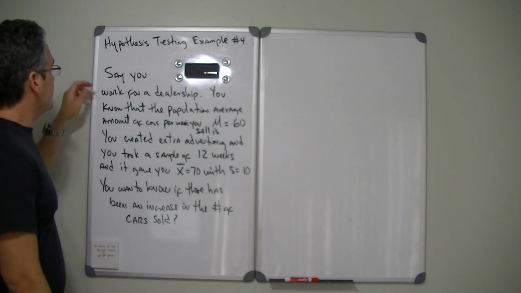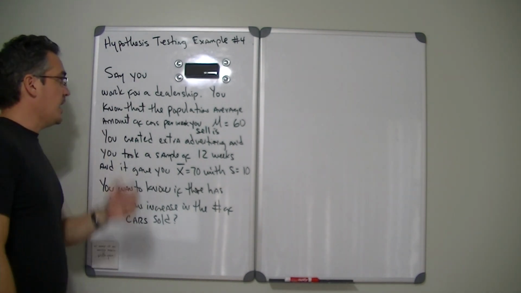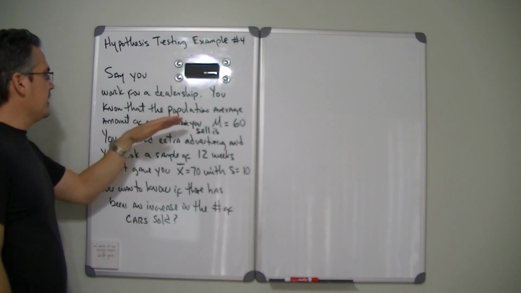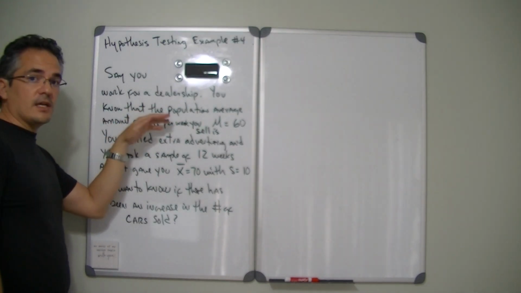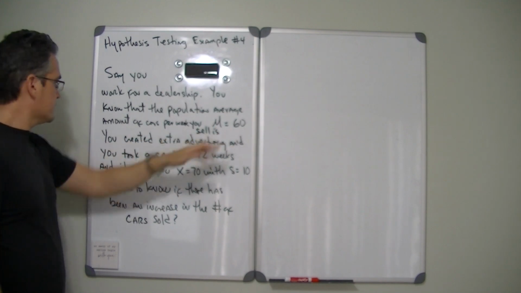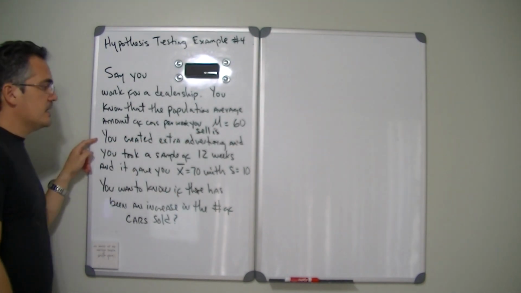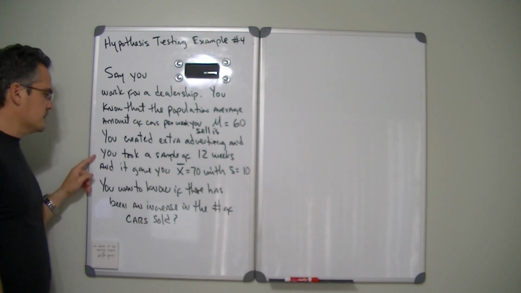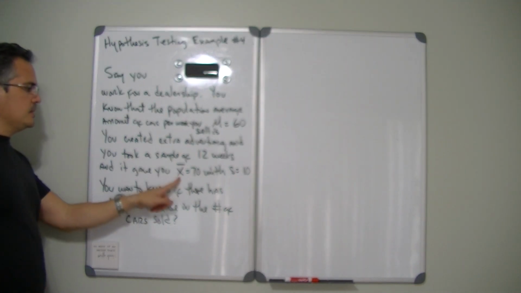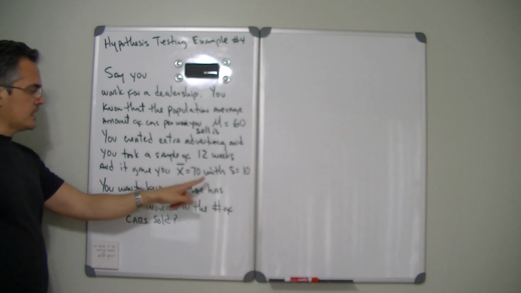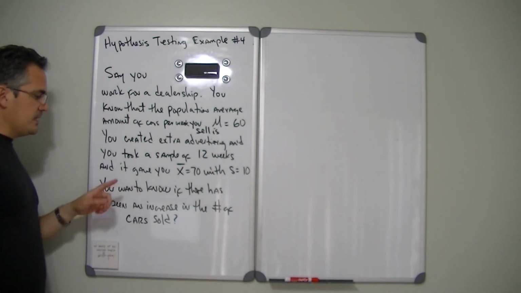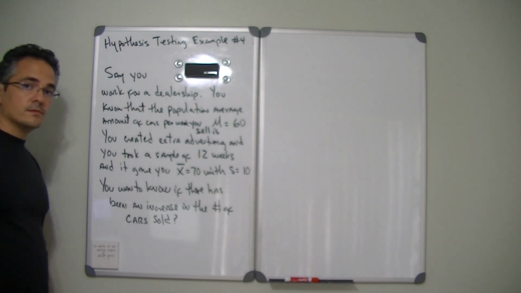Now imagine that you work for a dealership and you know that the population average amount of cars per week that you sell is 60. Now you decided to spend some money on advertising and you took a sample of 12 weeks and it gave you a sample mean of 70 and a standard deviation of 10. Now you want to know if there's been an increase in the number of cars sold.